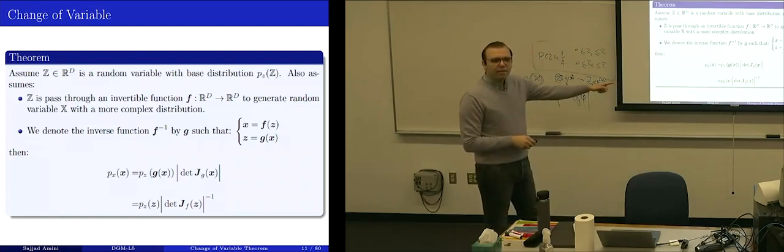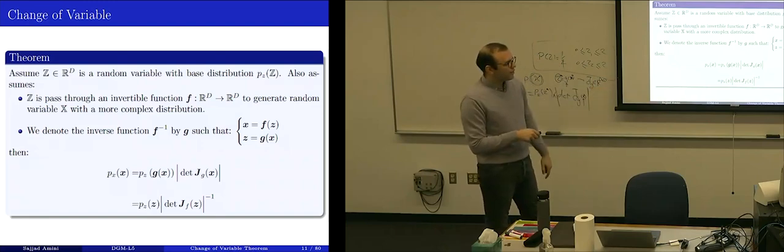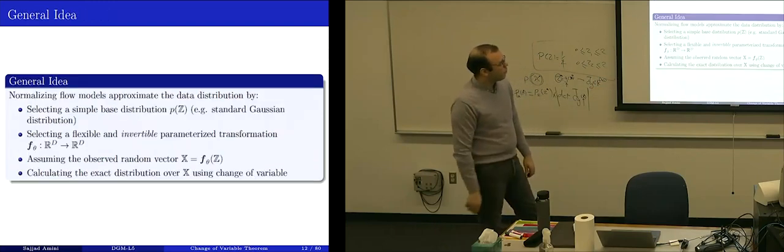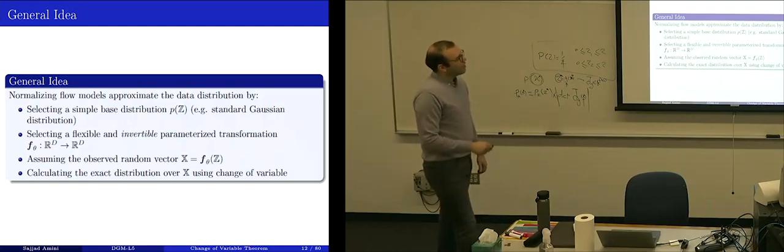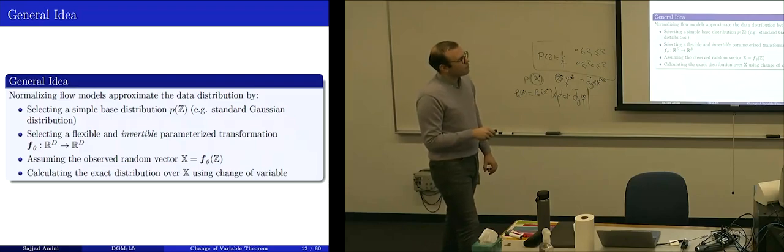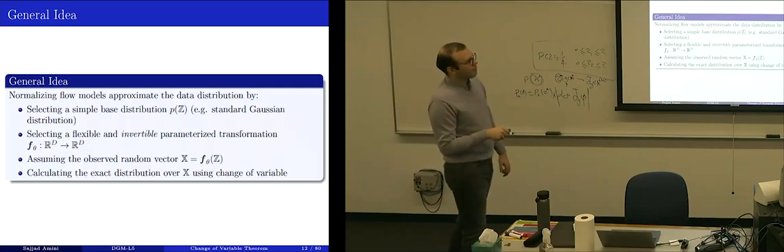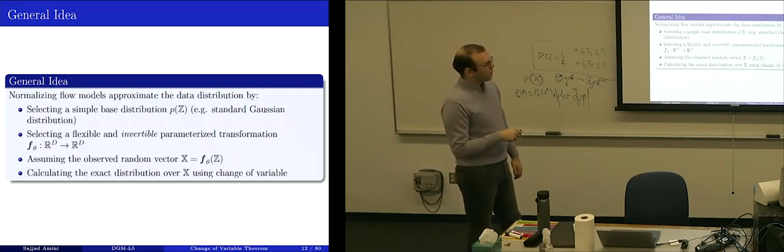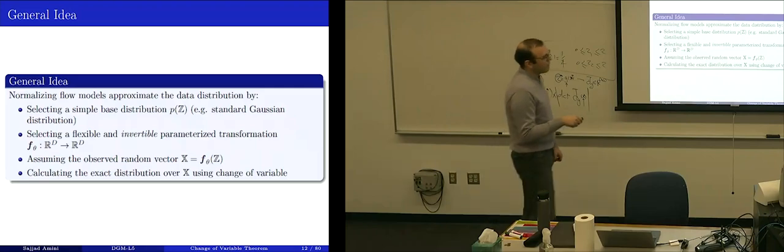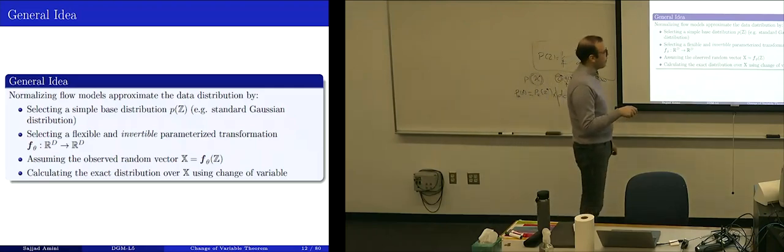This is the point that we missed. This normalization is the point that we missed. So the general idea is to select a simple base distribution P of Z, where flexibility is very important, and invertibility is important for the transformation f theta. Assuming the observed random vector x equals f theta of z, we calculate the exact distribution over x using the change of variable.